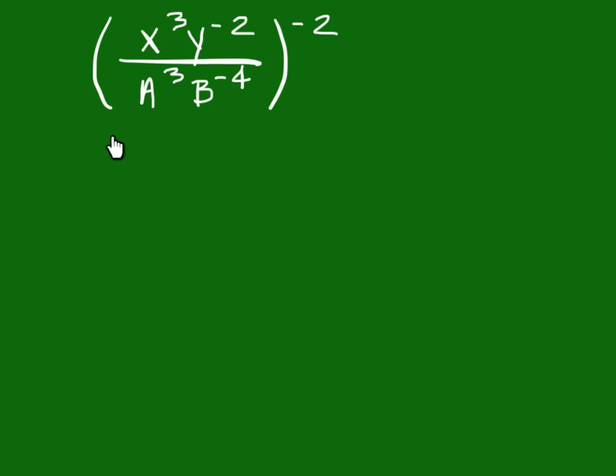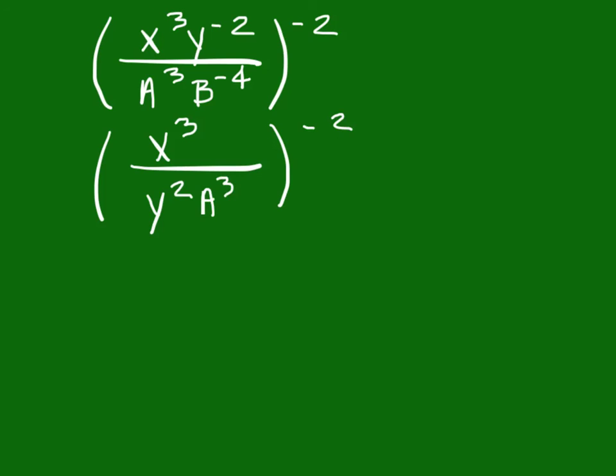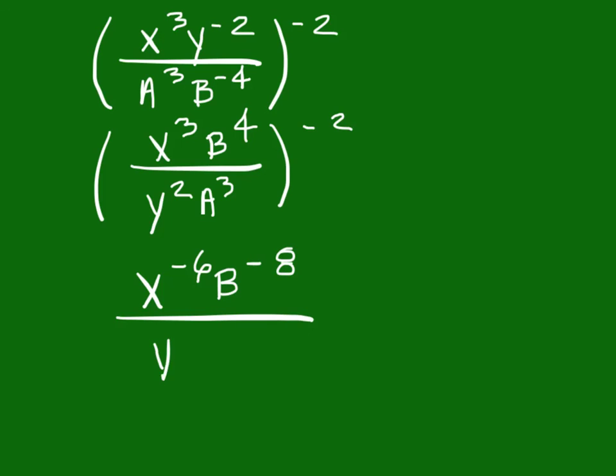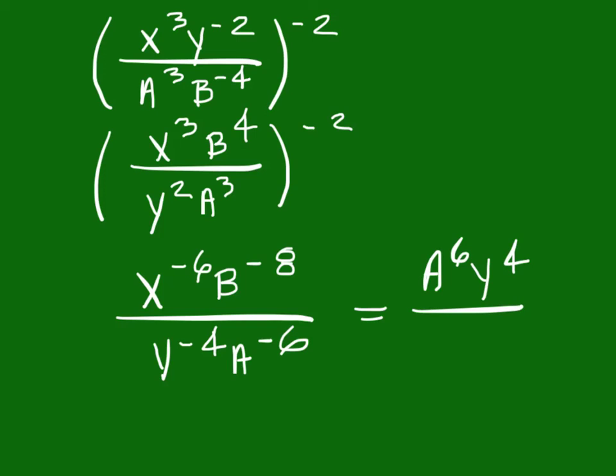For the practice problem, we have to simplify inside first. And we're going to have x to the 3rd on top, but y to the 2nd goes to the bottom. A to the 3rd stays on the bottom, but we'll have b to the 4th on top. Simplify by distributing the negative exponent to get x to the negative 6th, b to the negative 8th, over y to the negative 4th, a to the negative 6th. And then you have to flip it. So we will have a to the 6th, y to the 4th on top, and b to the 8th, x to the 6th on the bottom.